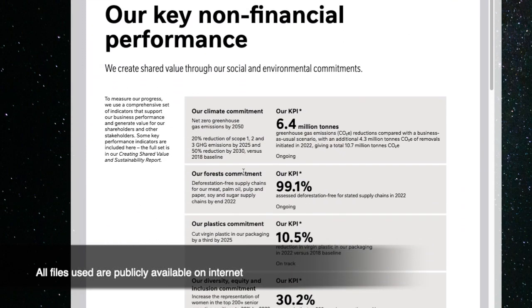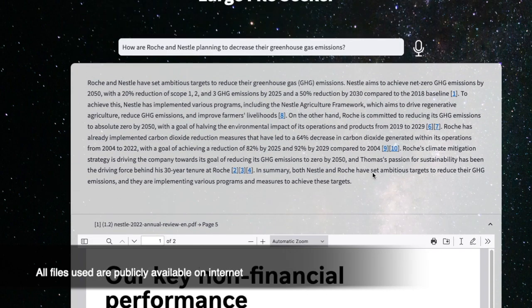So, yep, it seems we have this piece of information here that says 20% reduction in 2025 and 50% reduction in 2030 versus 2018 baseline. And it seems this is the answer we are getting here. So all correct and not hallucinated.